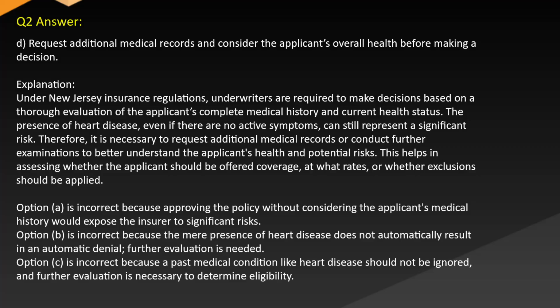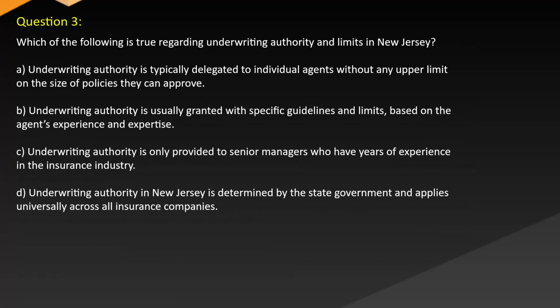Option C is incorrect because a past medical condition like heart disease should not be ignored, and further evaluation is necessary to determine eligibility. Question 3. Which of the following is true regarding underwriting authority and limits in New Jersey?